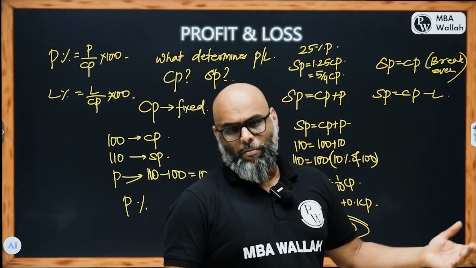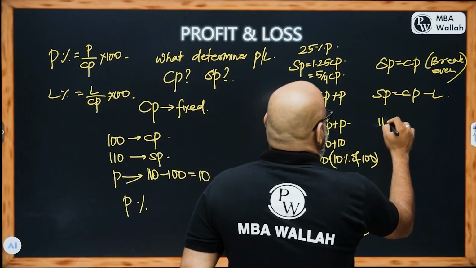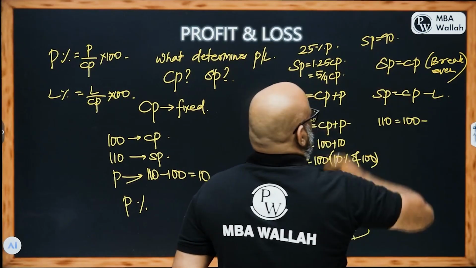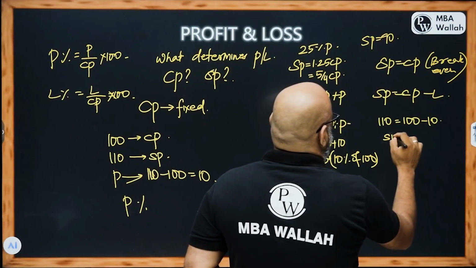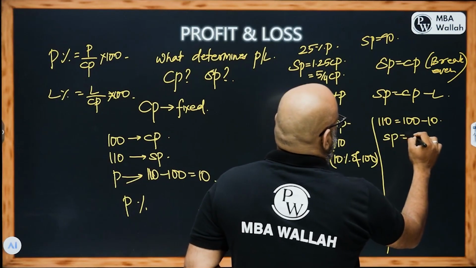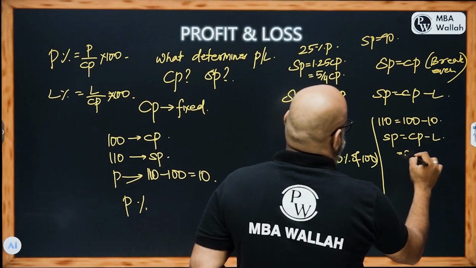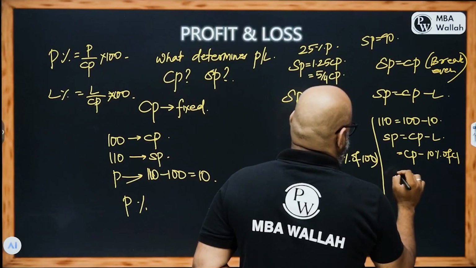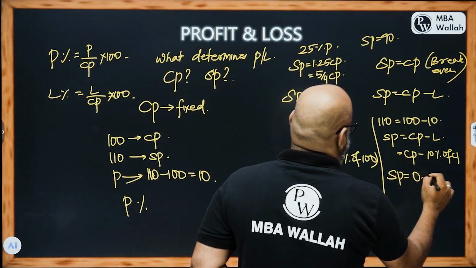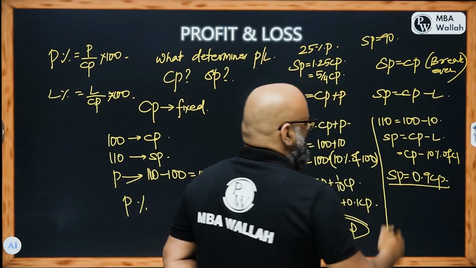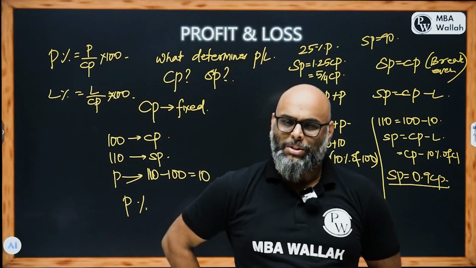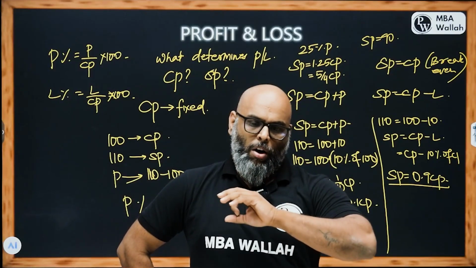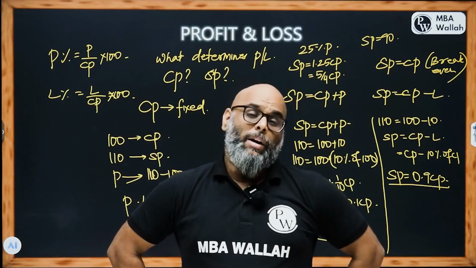If you do the same thing for loss, it will be the same thing. Let's say CP is 100, SP is equal to 90 now. 100 minus 10, SP is equal to CP minus loss, or CP minus 10% of CP, or SP is equal to 0.9 CP. Since it has gone less than 1, it's a loss, right? The simple ideas to work around, get all your basic terminologies right, it becomes a lot easier.